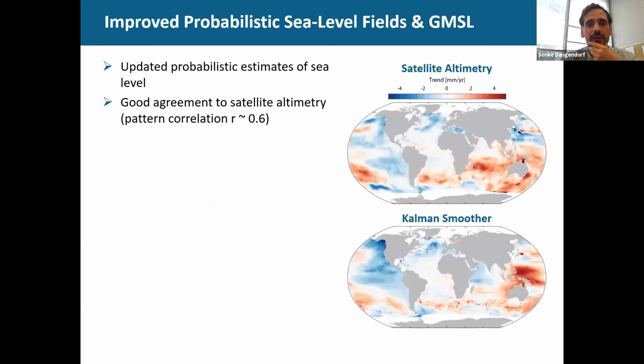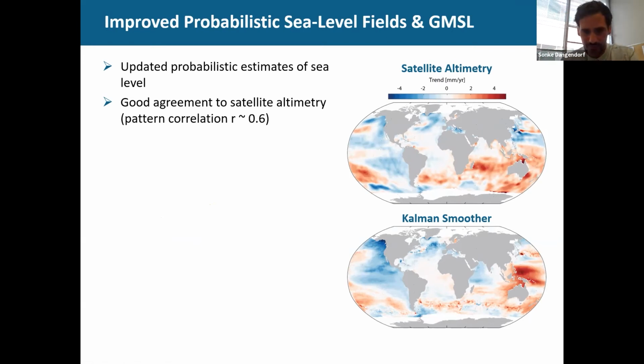So here are actually the first results of that new assessment in terms of regional sea level trends. Shown here at the top is the map of regional sea level changes from satellite altimetry. I have shown that map already before. On the top from CSIRO satellite altimetry. And then below we see the estimate from our new updated Kalman Smoother.